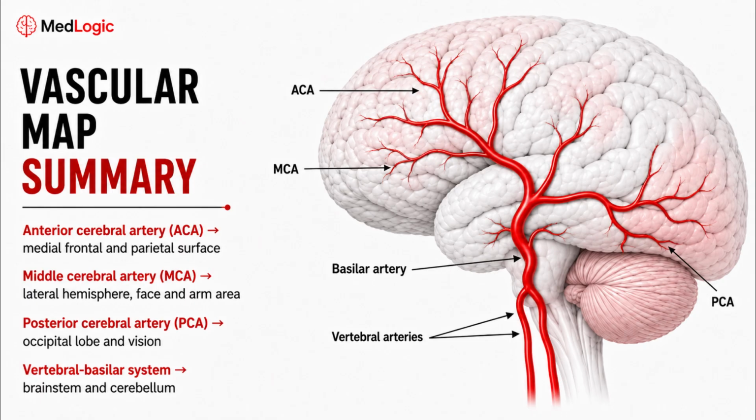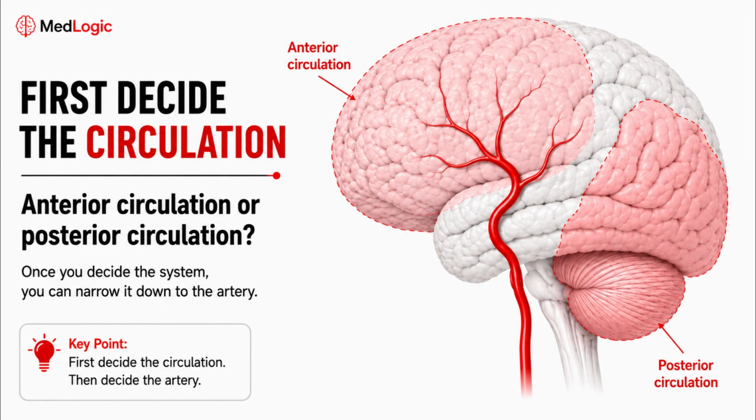So the first question in stroke localization is not immediately which artery is involved. The first question is, is this an anterior circulation problem or a posterior circulation problem? Once you decide the circulation, then you can narrow it down to the specific artery.